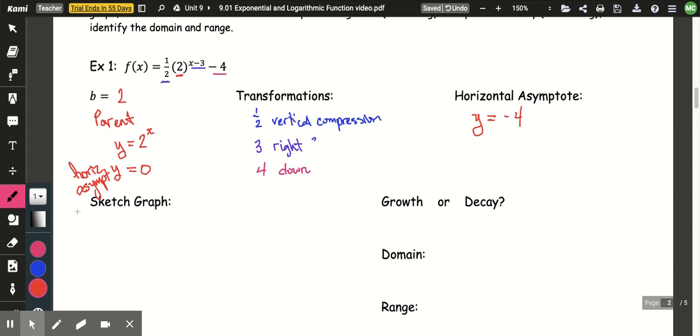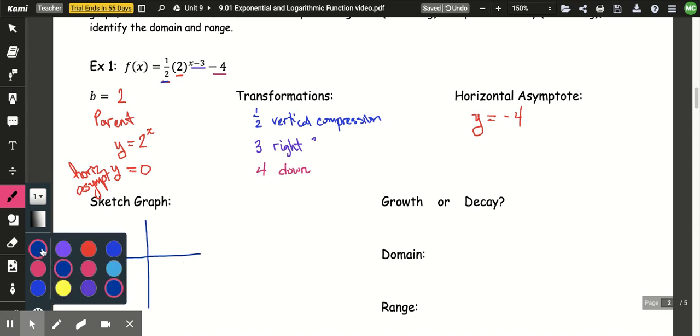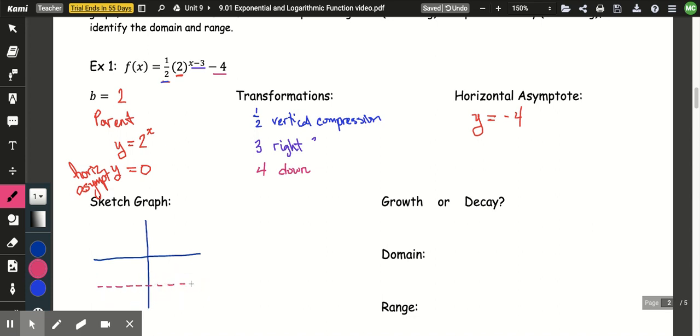Okay, I'm going to use that information in order to sketch my graph now. So I'm going to start with a coordinate plane. I'm going to start with the horizontal asymptote then. So I'm going to go ahead and put that in. It's at y equals -4. So that's about right here. I'll just label that -4, and then it has to be there.